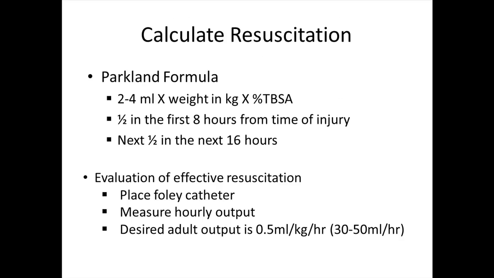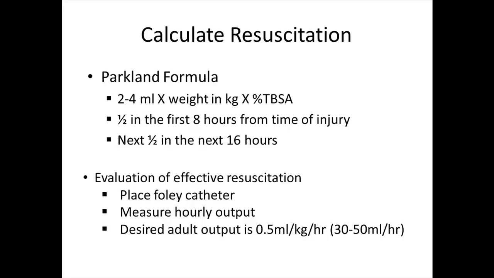So to calculate the fluid resuscitation needs, we recommend you use the Parkland formula, which can be anywhere from 2 to 4 mLs, times the patient's weight in kilograms times their total body surface area. You're going to take that calculation and divide it in half, and that half of the fluids you're going to give in the first 8 hours from the time of the injury. And then you give that other half over the next 16 hours.